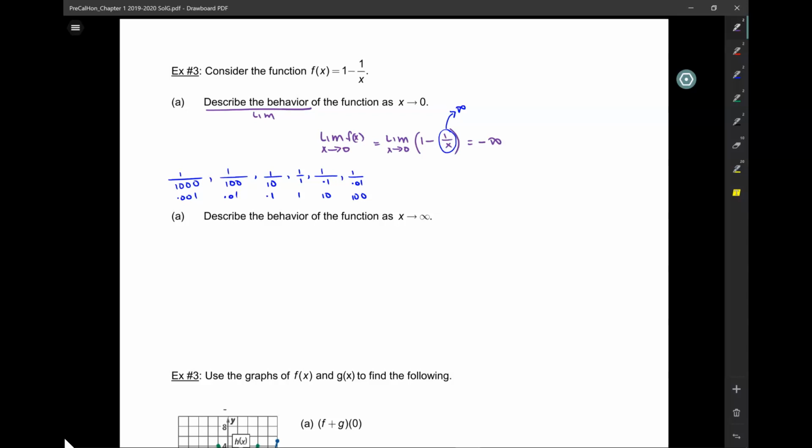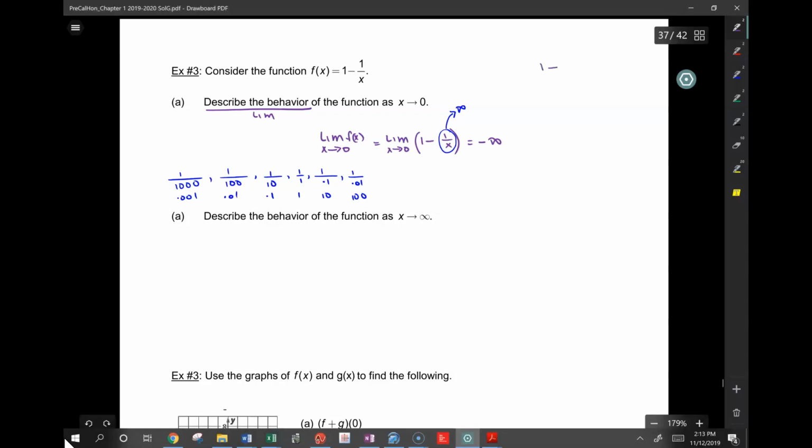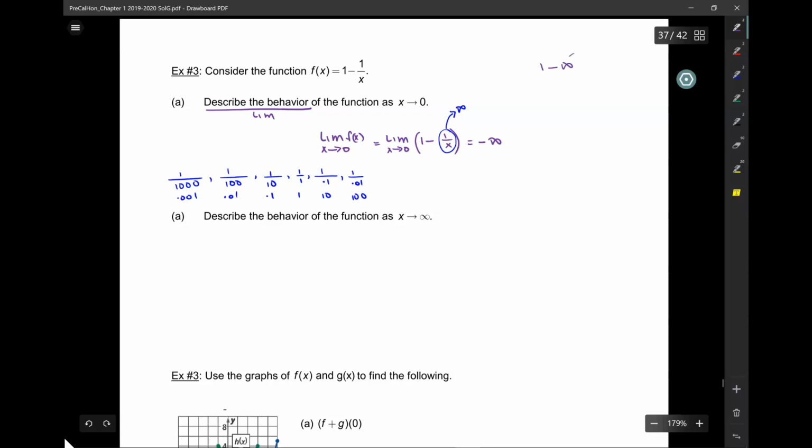Now, one thing you have to be wary of, we don't ever write something like 1 minus infinity, never. You can say it approaches infinity like this, but never write it as 1 minus infinity. That will be points off.